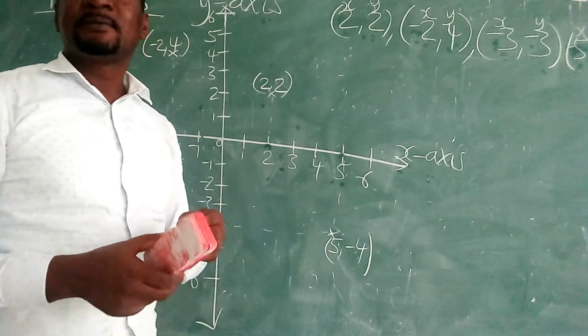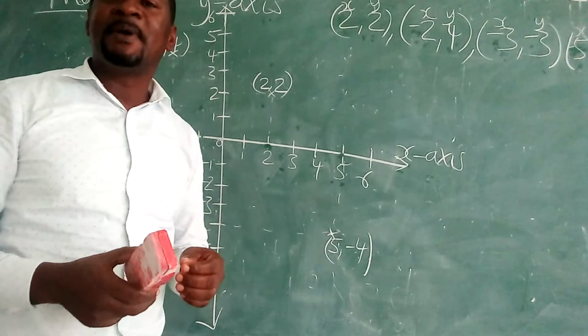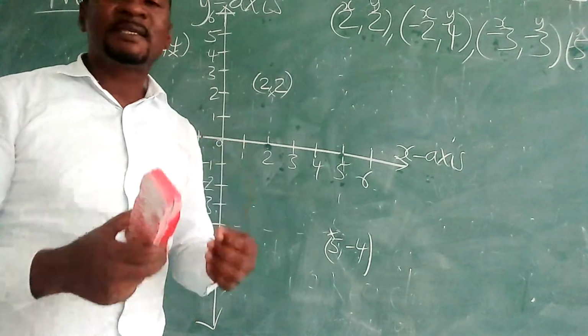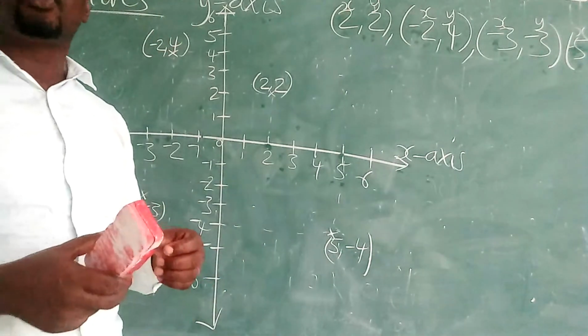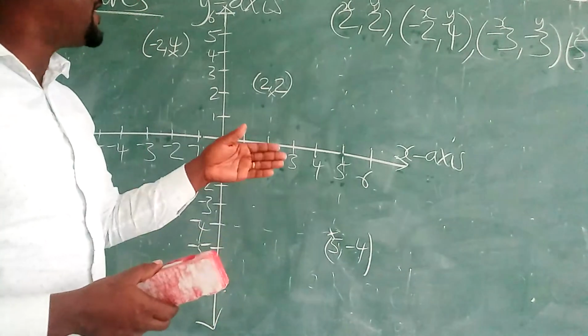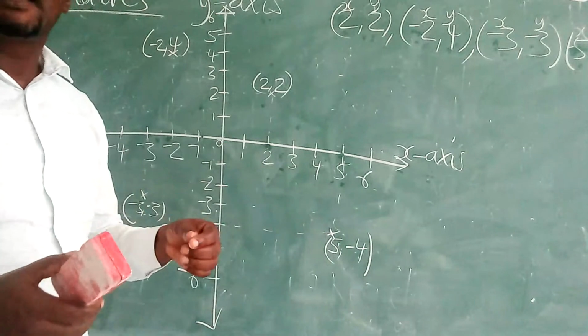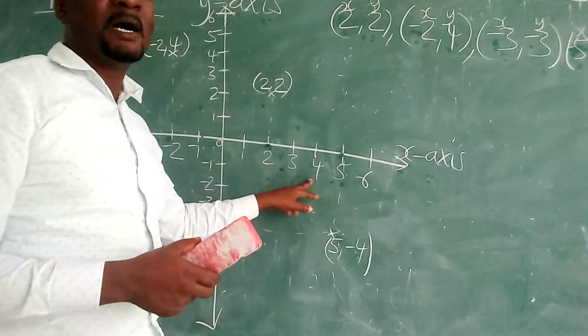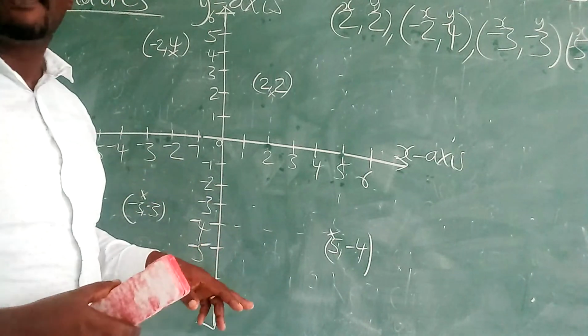And I've told you that when you want to plot coordinates, always the first numbers are found on the x-axis. Then the second numbers are found on the y-axis. So if the first number is positive, you have to go to the x-axis and find the positive number there. If it is negative, go to the x-axis and find the negative number there.